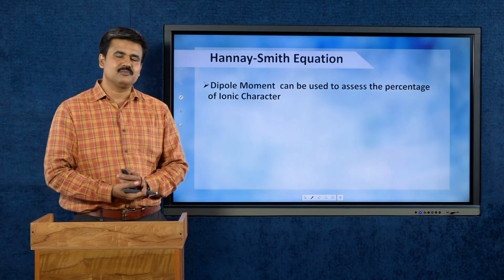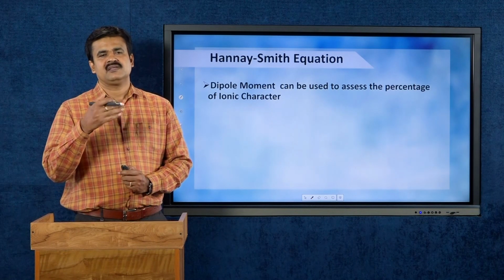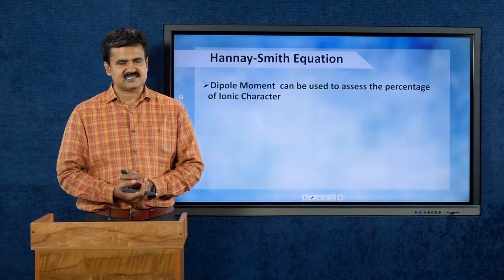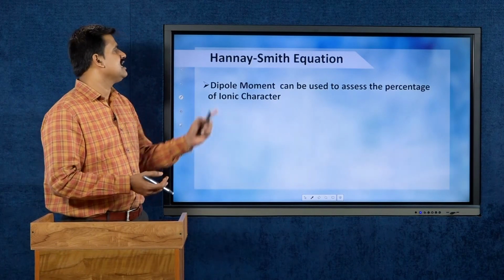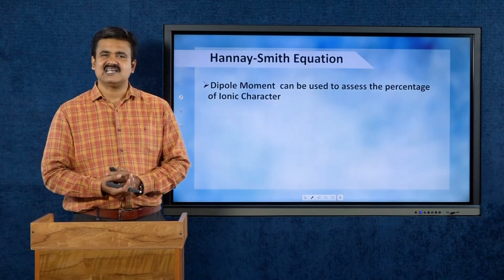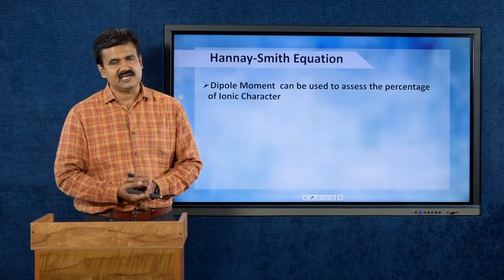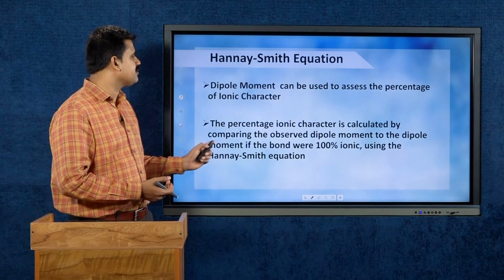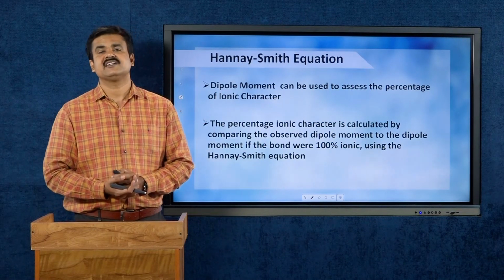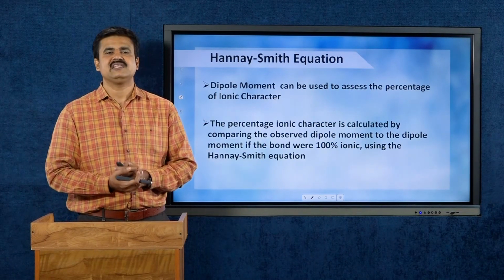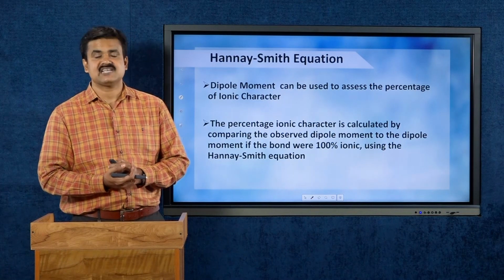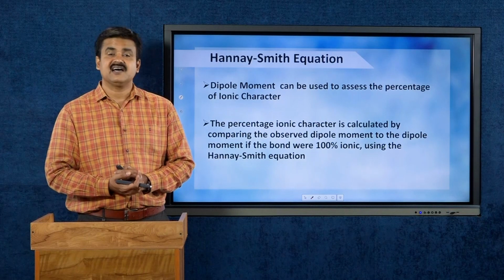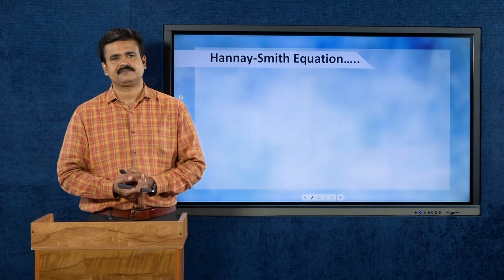Now, it is also possible to elucidate the percentage of ionic character based on dipole moments, or we can say that dipole moment can be used to assess the percentage of ionic character. The percentage of ionic character is calculated by comparing the observed dipole moment to the dipole moment if the bond were 100% ionic, using an equation that is known as the Hannay-Smith equation.